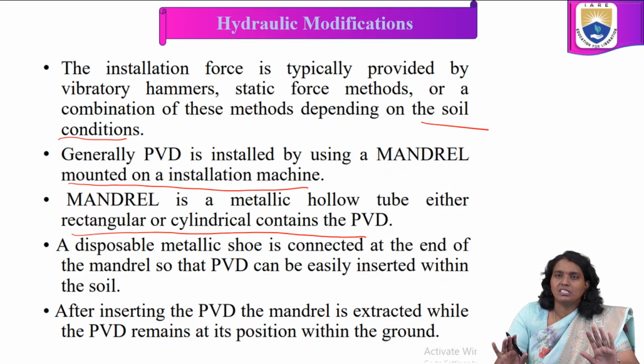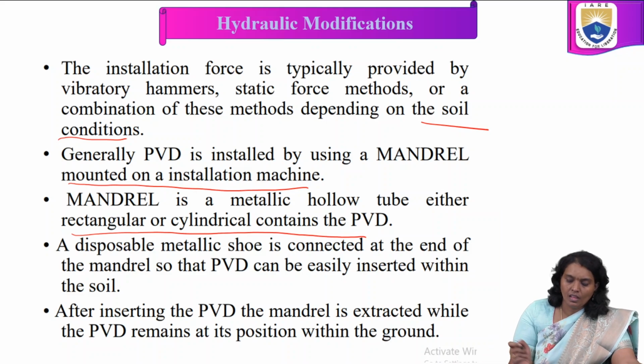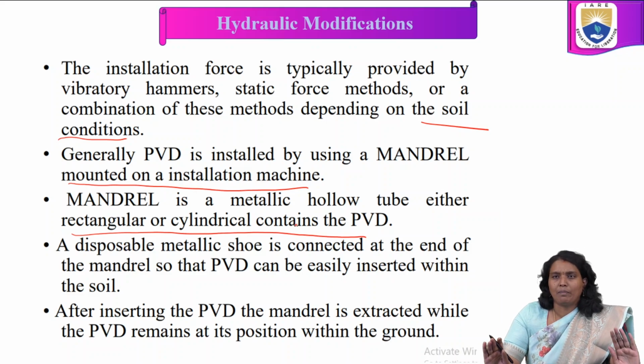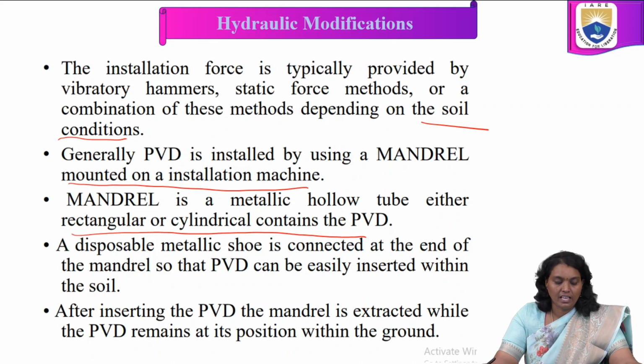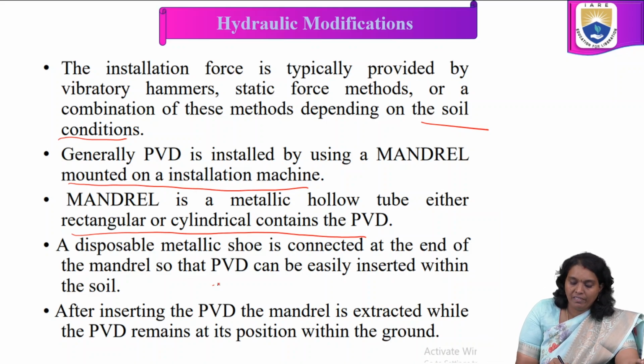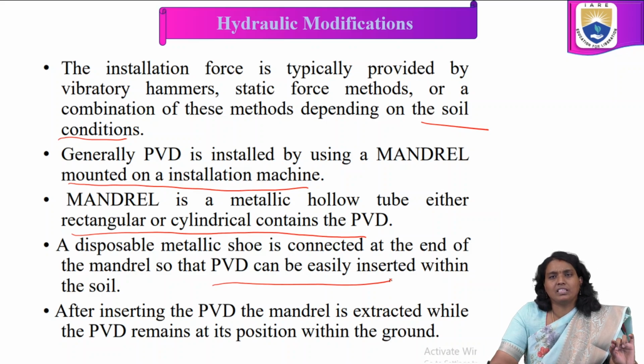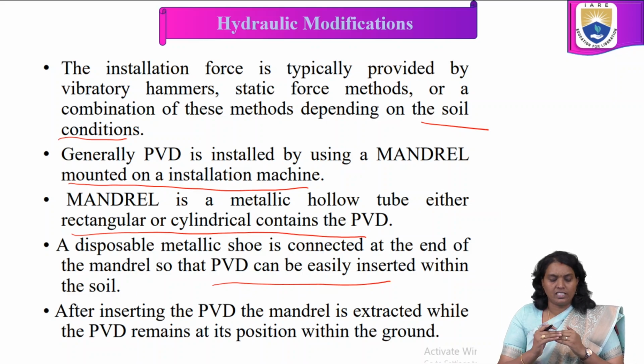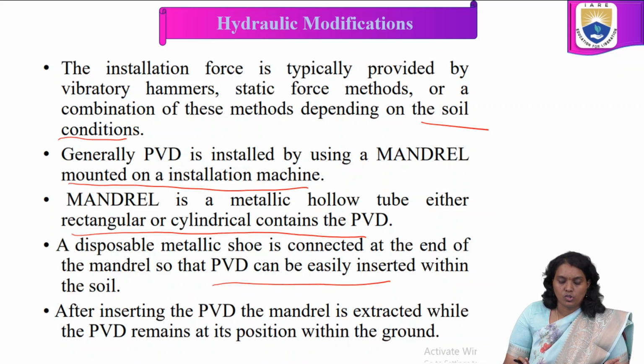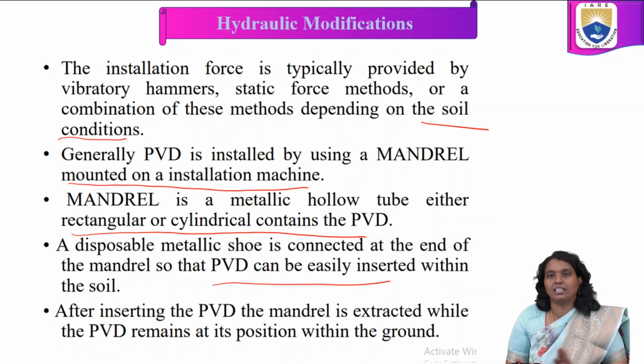The soil condition decides the shape we select for the mandrel, whether the metallic hollow tube is rectangular or cylindrical, containing the PVD. A disposable metallic shoe is connected at the end of the mandrel so that the PVD can be easily inserted within the soil.